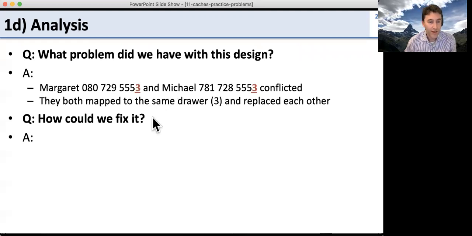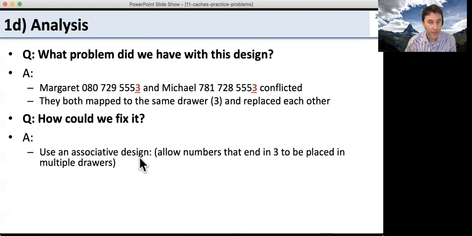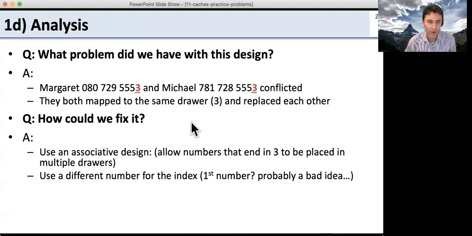So how could we fix it? Well, we could use an associative design. If we could have numbers that end in 3 be put in multiple drawers, then we could have one drawer which had this number that ended in 3, or another drawer that had that number that ended in 3. So if we had two places we could put them, then we could keep them both. Or we could use another number for the index. If we use the first number instead of the last one, these two wouldn't conflict. But if you remember from our numbers before, all the other ones started with 7, so a lot of them would have conflicted there.